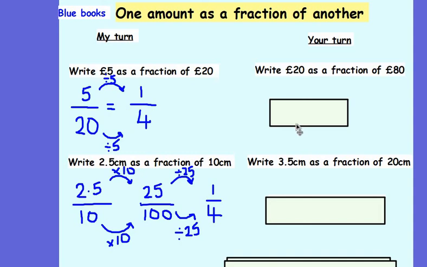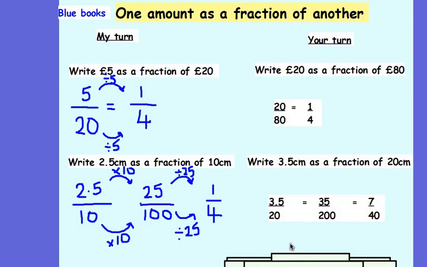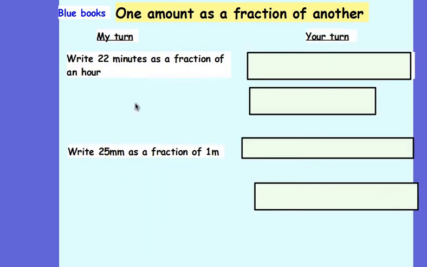Okay, and the answers I was looking for, you should have 20 out of 80, which is a quarter, and 3.5 out of 20. If you multiply top and bottom by 10, that gives you 35 out of 200. I can then divide top and bottom by 5 to give me 7 out of 40. I'm going to do a couple more examples and then there's some for you to do, so pens down, eyes on me.